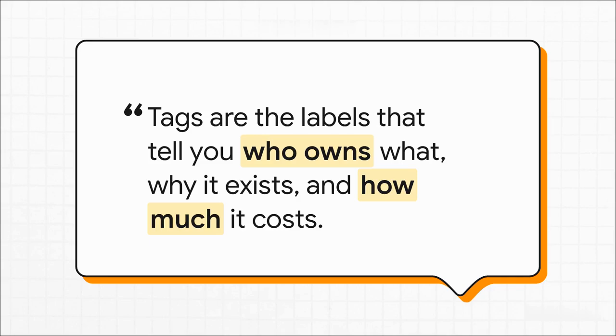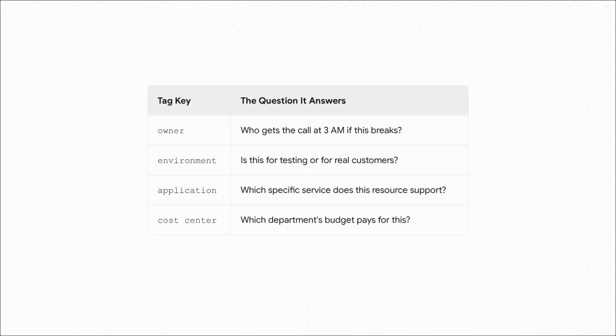Think of them like the labels you put on moving boxes. They let you answer the most critical questions for every single thing in your cloud. Who owns this? What is it for? And whose budget pays for it? And look, you don't need to go crazy and invent 50 different tags to get started. You can change your entire world with just these four.